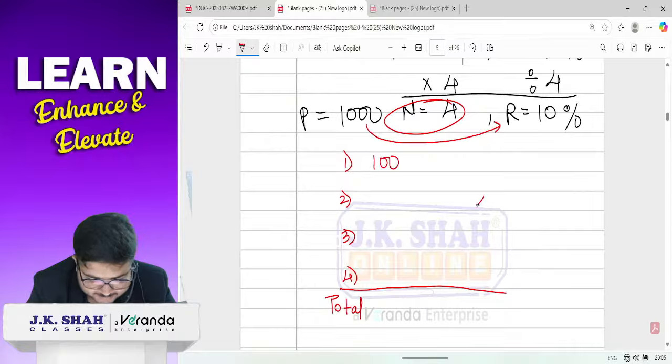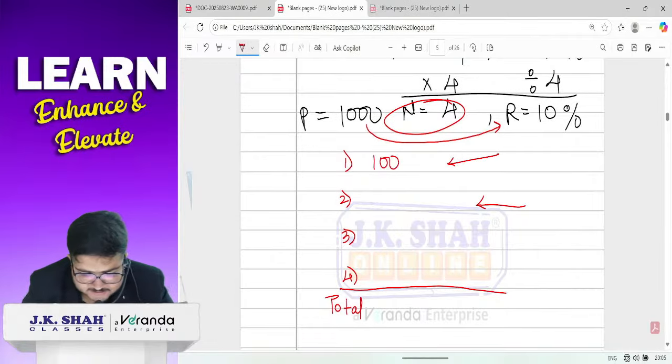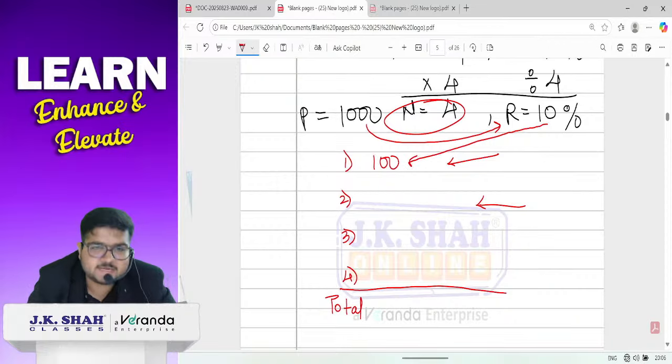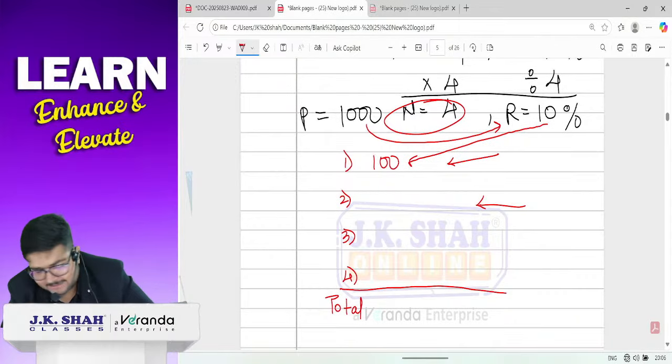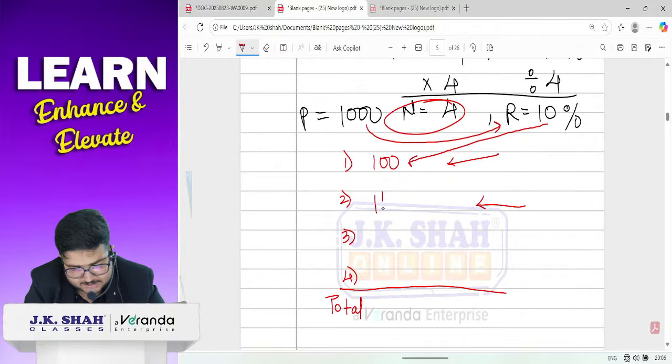Who will help me to calculate second year compound interest? This 100 will help me. You have to find out 10% of 100 and add that in 100. 10% of 100 is 10. Add that in 100. So it will be 110.